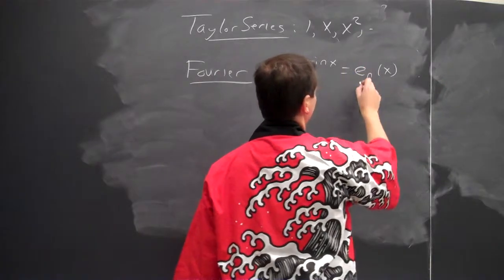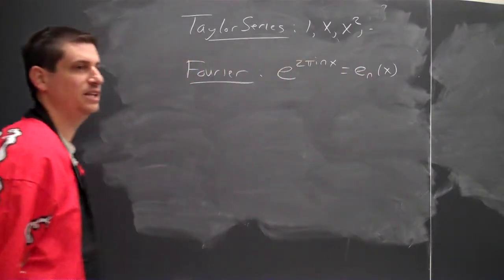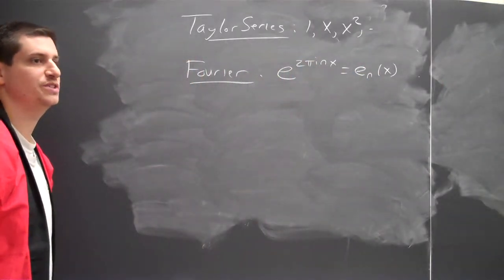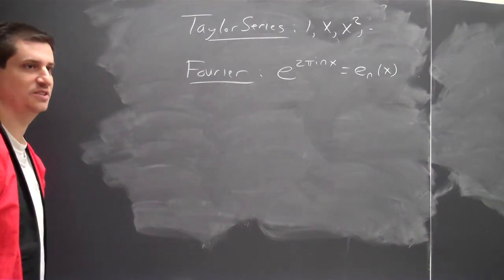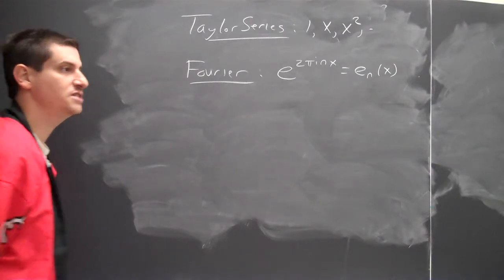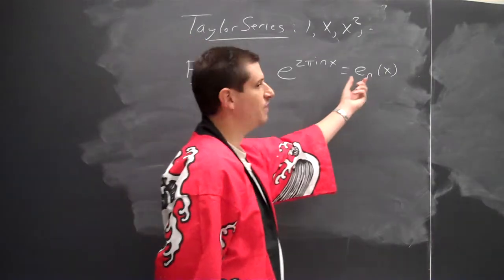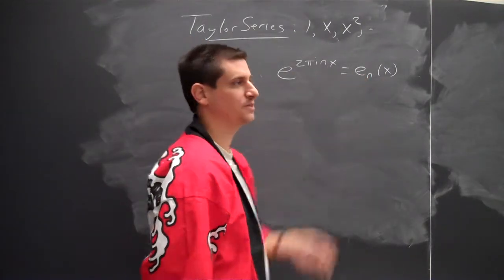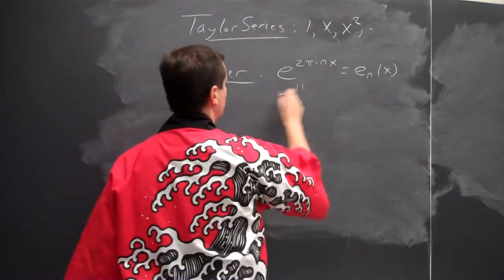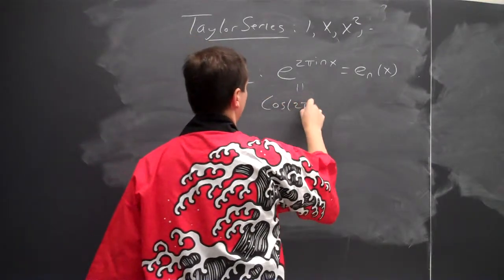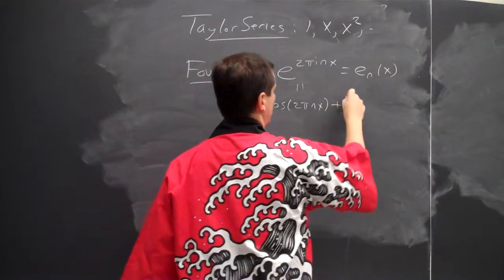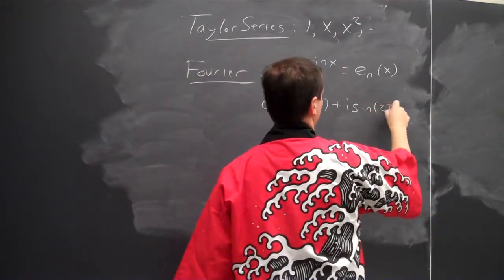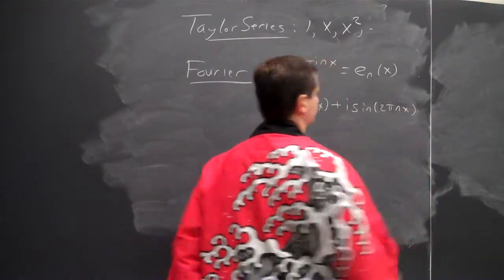If you want, people sometimes draw a vertical line over the e to make it a slightly non-standard e, just so that you know it's a function and not Euler's constant, or a constant sub n. This is just for typographical purposes, so you don't have to keep writing e to the 2 pi i n x. This is equal to cosine 2 pi n x plus i sine 2 pi n x.